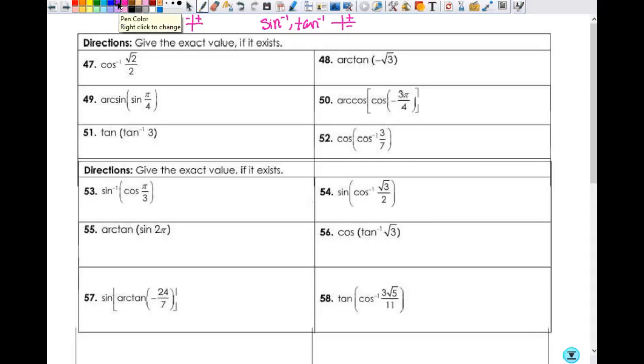So the cosine inverse of the square root of 2 over 2, it's like what angle gives me that cosine value, and that answer is pi fourths.